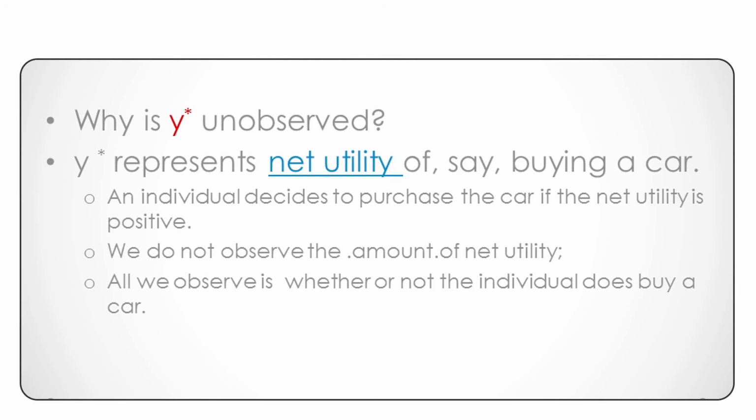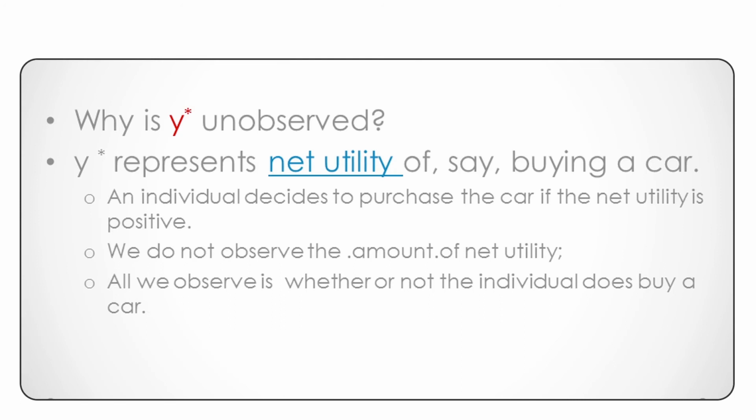Now in addition to y and the covariates x, we have also another unobserved covariate y star for this individual, which represents the net utility of buying a car. So an individual will decide to purchase the car if the net utility is positive. We do not observe the net utility, and all we observe instead is the variable y.